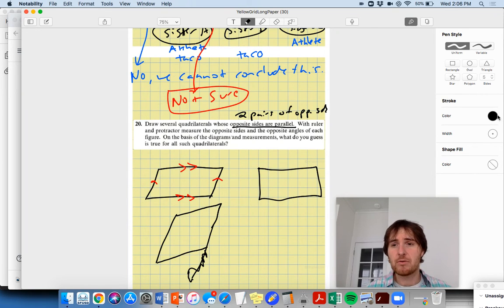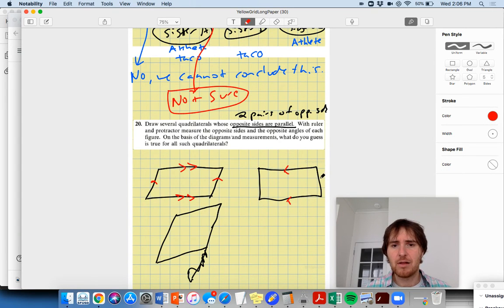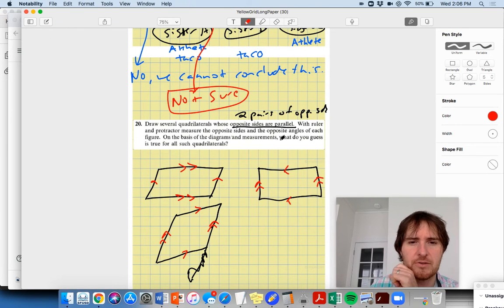We got three quadrilaterals whose opposite sides here, opposite side here, parallel. These opposite sides, parallel. Okay, these opposite sides, parallel. These opposite sides, parallel. Okay, so what is the question asking us here? With a ruler and a protractor, measure the opposite sides and the opposite angles of each figure. On the basis of the diagrams and measurements, what do you guess is true for all such quadrilaterals?